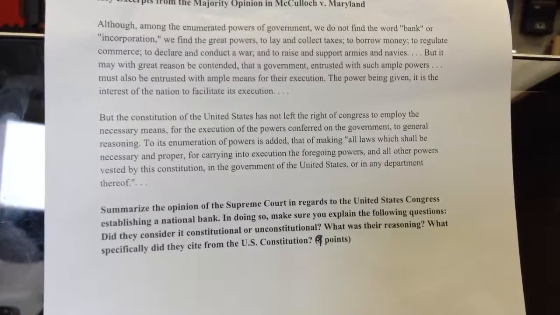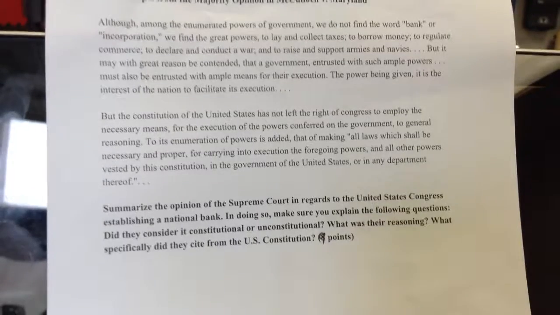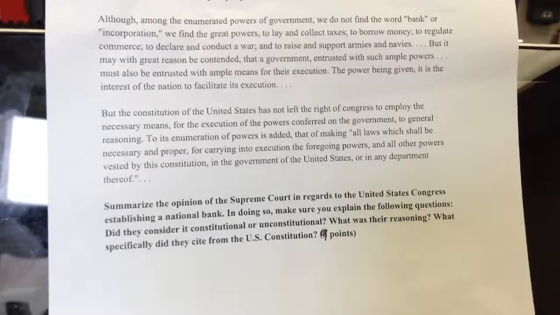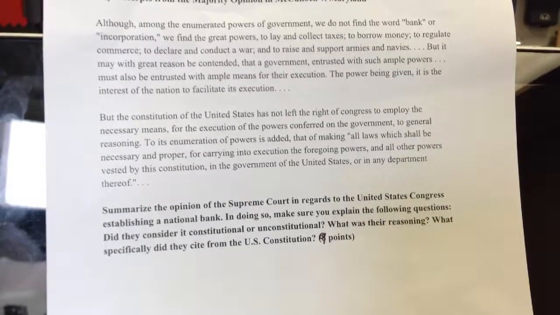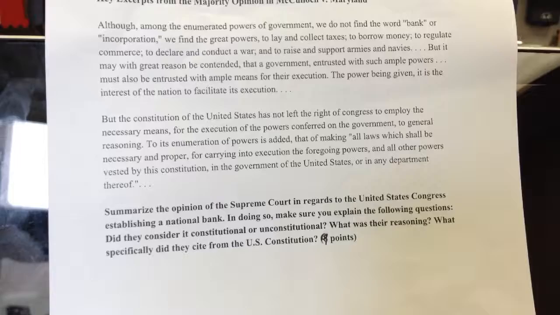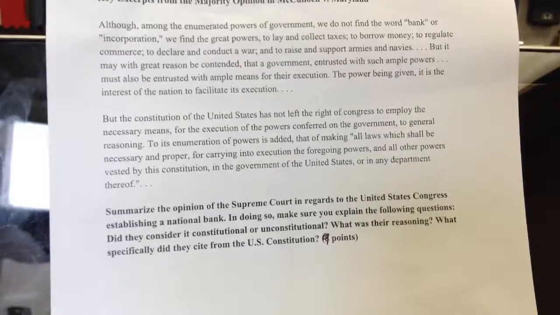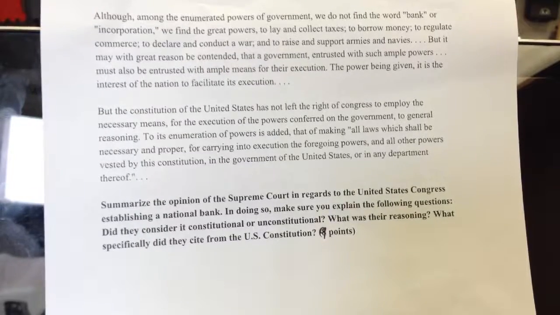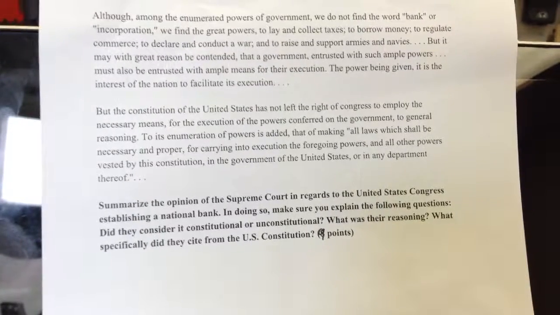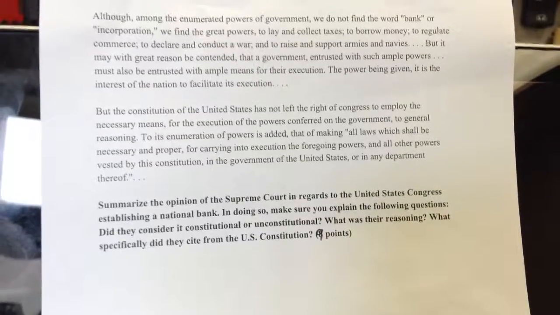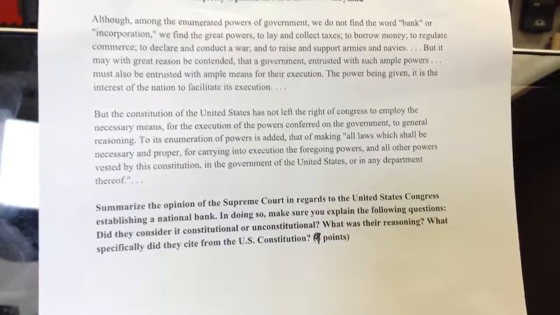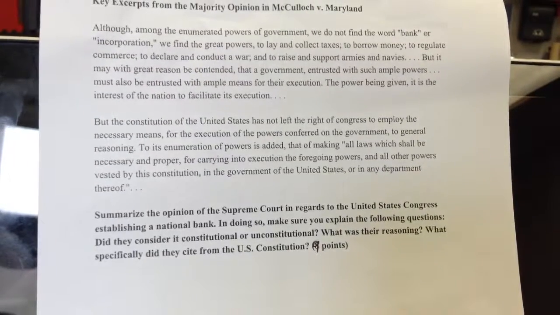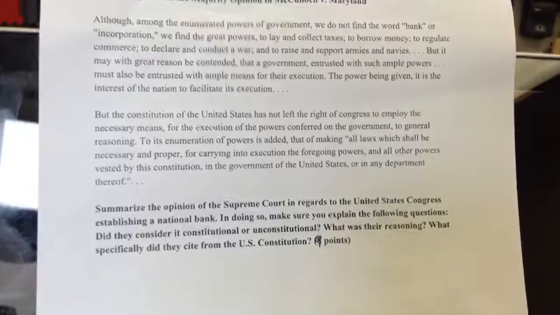But the Constitution of the United States has not left the right of Congress to employ the necessary means for the execution of powers conferred on the government to general reasoning. To its enumeration of powers is added that of making all laws which shall be necessary and proper for carrying into execution the foregoing powers and all other powers vested by this Constitution in the government of the United States or in any department thereof.